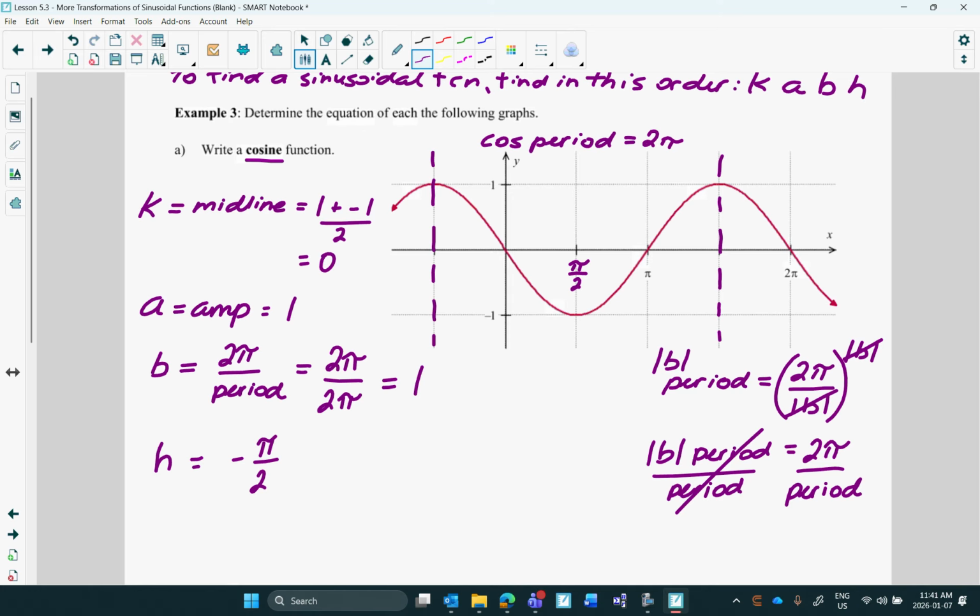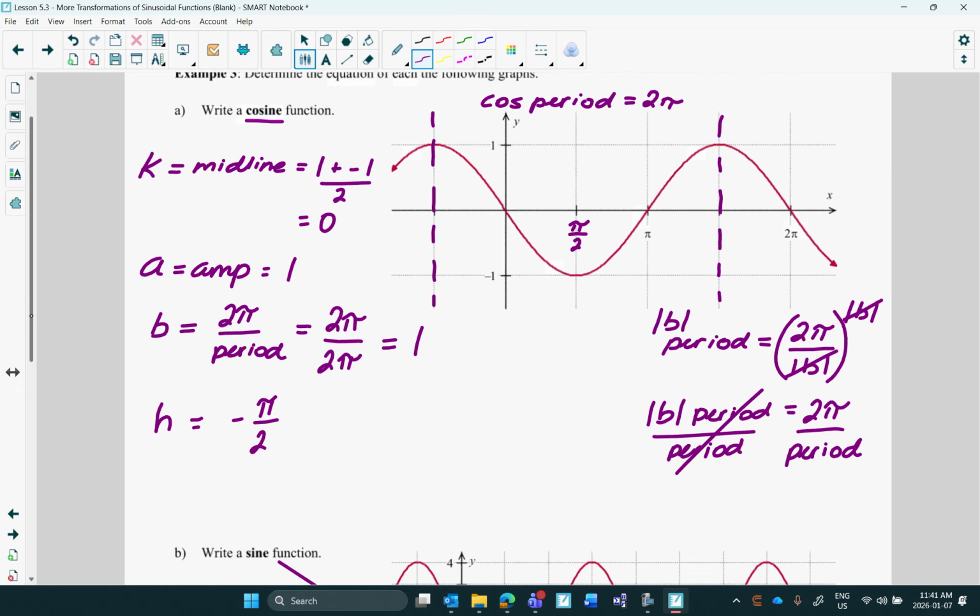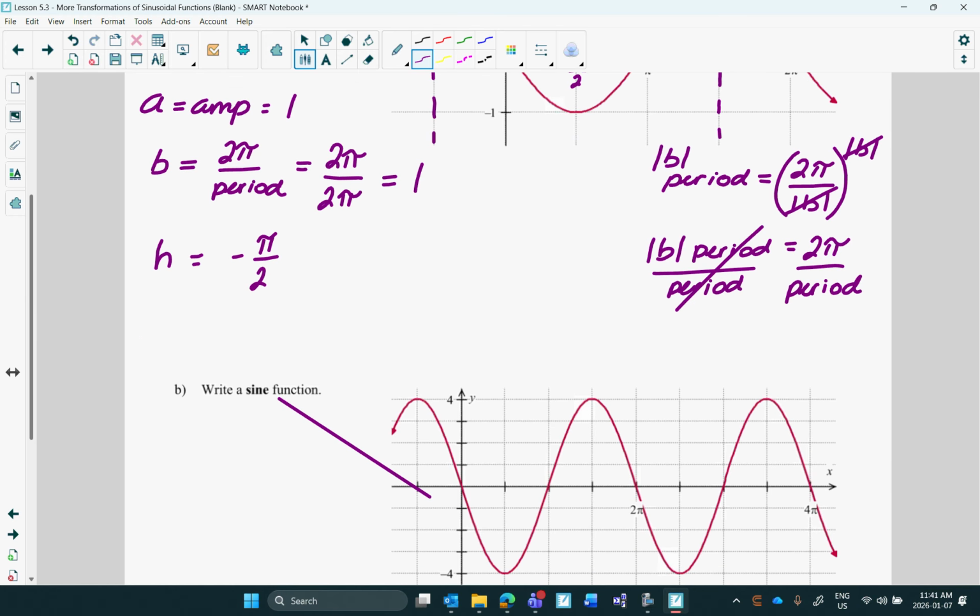Now you put those all together to get your equation. So it would be y equals a times 1 times cos, open bracket, then b, open parentheses, x minus h, which means it becomes plus pi over 2, close parenthesis, close bracket.